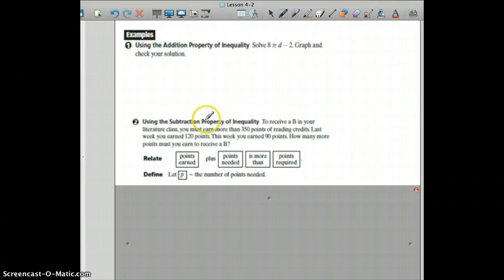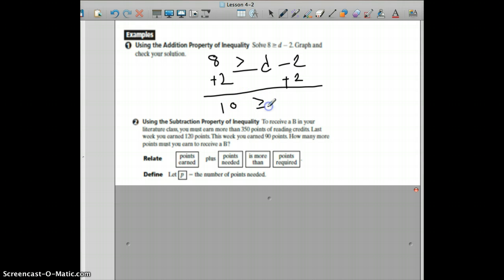We're using the addition property of inequality to solve this inequality. We have 8 is greater than or equal to D minus 2. So we can use the addition property of inequality to add 2 to both sides. That's going to take away the 2 on the right. And notice what happens. We're left with 10 is greater than or equal to D. So now let's graph and check your solution.